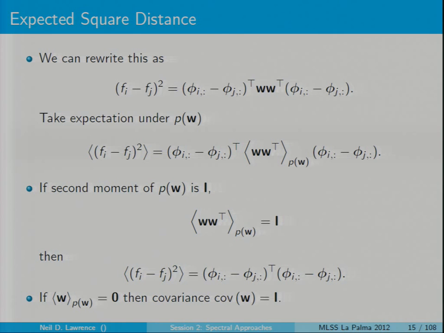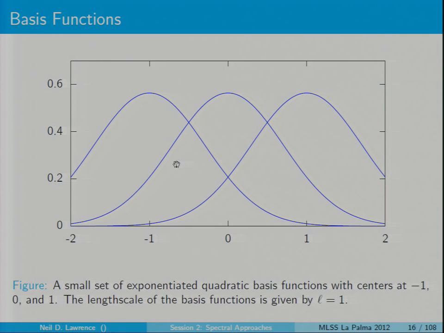If we also said that the mean of this thing was zero, then the covariance of this distribution would be the identity. Now, you could think it's Gaussian if you like, but I haven't said that. It could be anything at this stage. Actually, to show you some illustrations, I'm going to assume it's Gaussian just because I have to sample from something. But it doesn't have to be Gaussian.